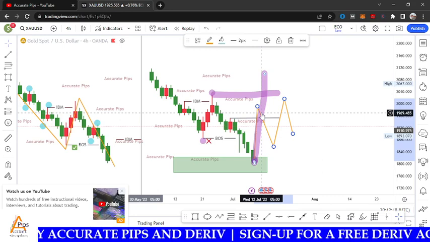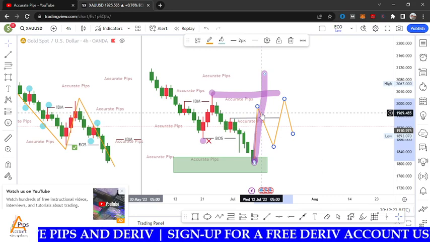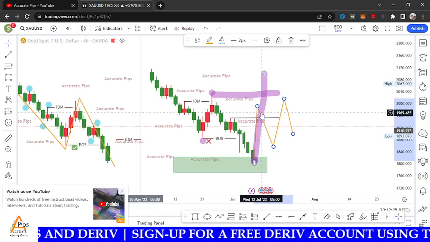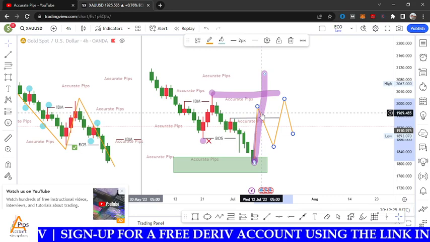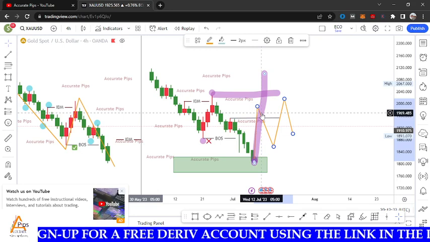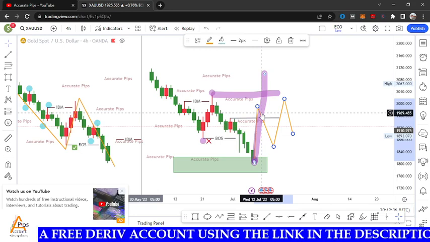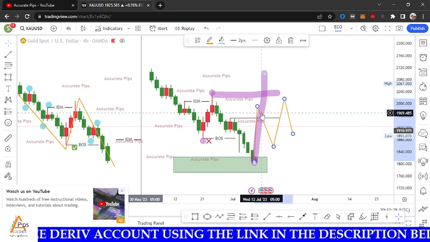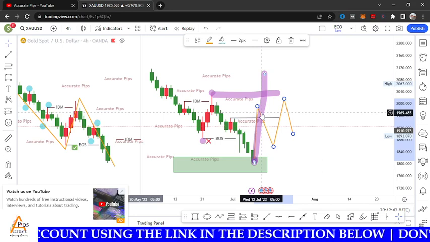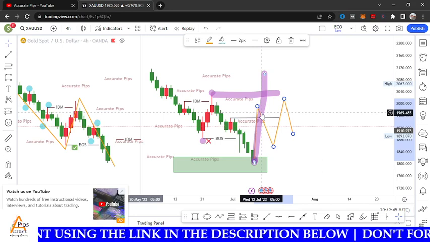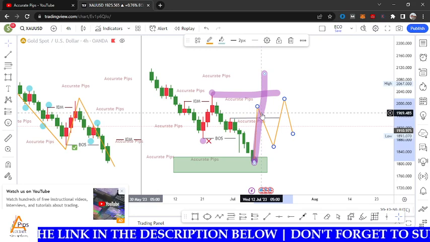So the first thing we look at is known as change of character without tapping on any higher time frame POI, that is supply or demand. But then, the second is when price taps on a demand or a supply zone in the market.